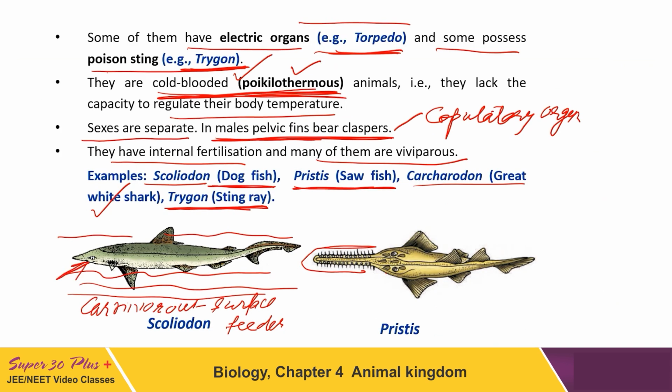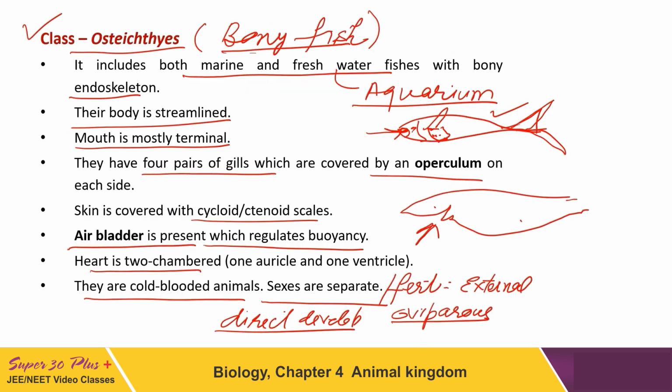The mouth is on the ventral side. Here also ventral side. And some of these generate electric current. Electric organs they have, torpedo. Some possess a poison sting. All these are poikilothermal, cannot regulate body temperature. Sexes are separate, and fertilization is internal, and many of them are viviparous. Is it clear? Examples I told you.